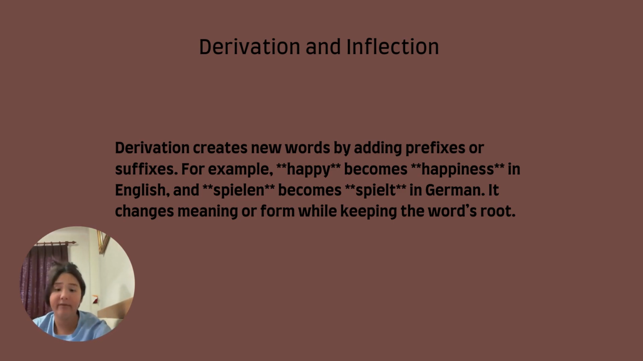So now we get to derivation, building new words. Derivation is the Dr. Frankenstein of linguistics. It stitches new words together by adding prefixes and suffixes, creating entirely new meanings. English to English. So from happy to happiness. Take happy, slap -ness onto it, and you've just created happiness, turning a fleeting emotion into an abstract noun.